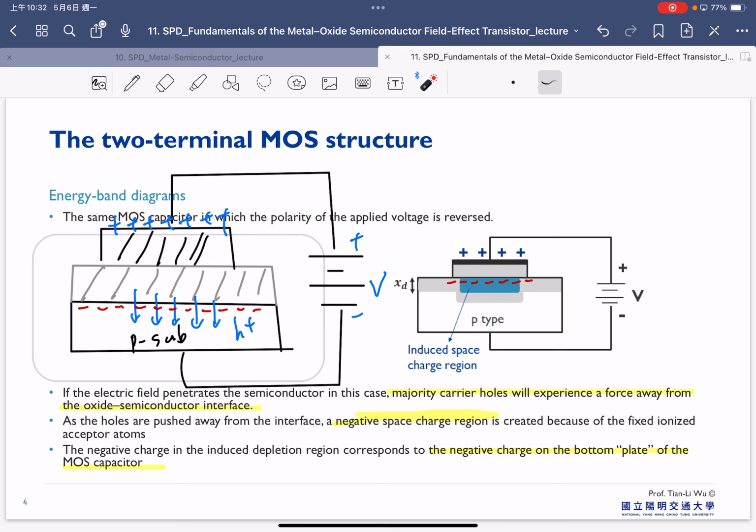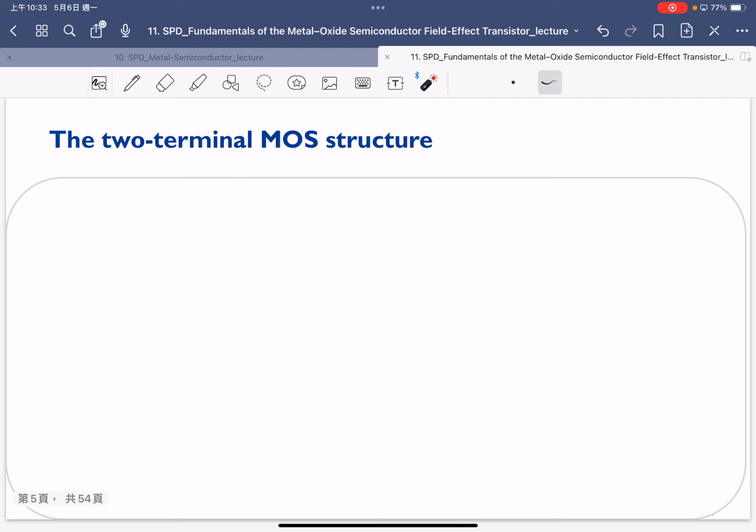Okay, so that's the two cases: either we apply the positive bias, and we start to have the negative charge under the gate oxide, or we apply the negative bias, and we start to have the positive charge under the gate oxide. So the next thing we will be interested in is how to use the band diagram to understand the cases that we have already discussed.